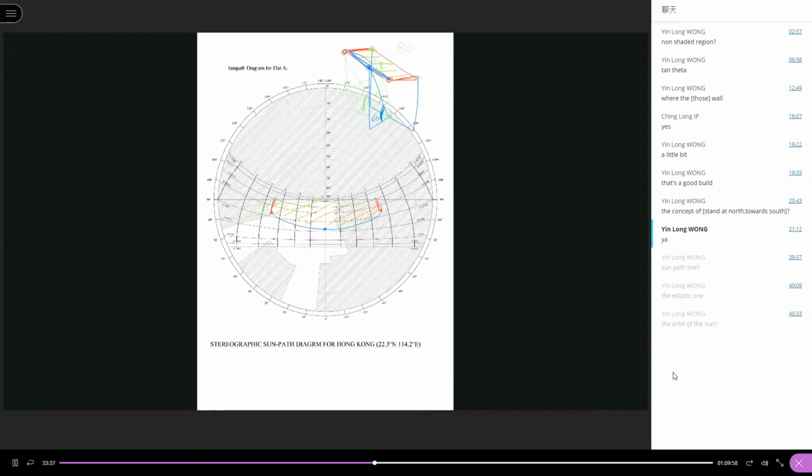Let it settle. Give you some time to digest the material, and then you can watch over the videos and see if you understand how to draw the overhang, the shadings onto the sun path diagram. We can discuss the sun path diagram again next week.